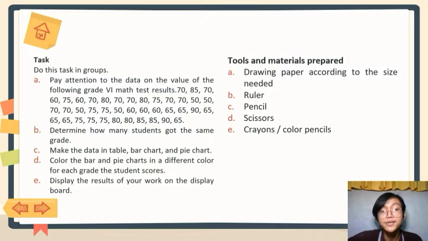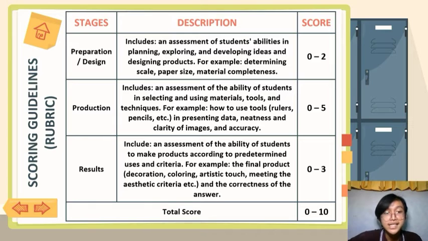And then the second, determine how many students got the same grade. The third, make the data in the table, bar chart, and pie chart. And the fourth, color the bar and pie charts in the different color for each grade the student score. And the last is display the result of your work on the display board. For tools and material prepared, there are drawing paper according to the size needed, ruler, pencil, skisser, and crayons or color pens.